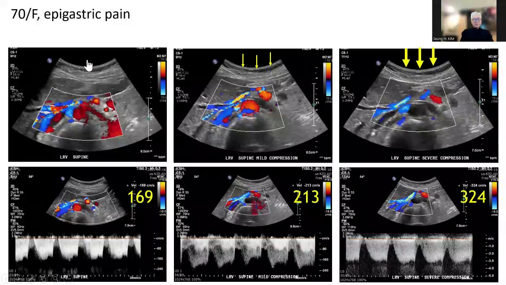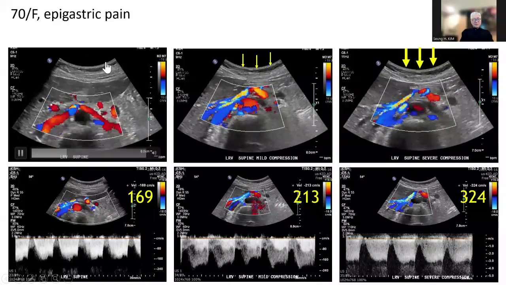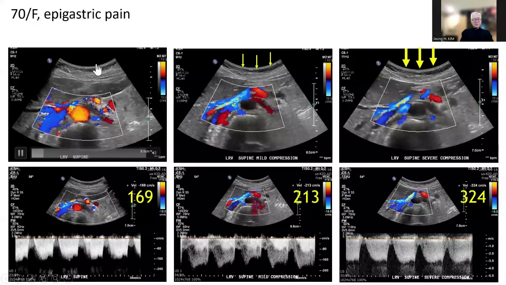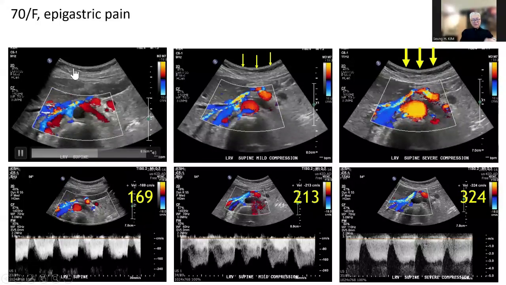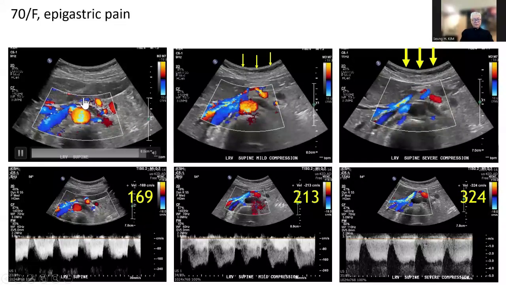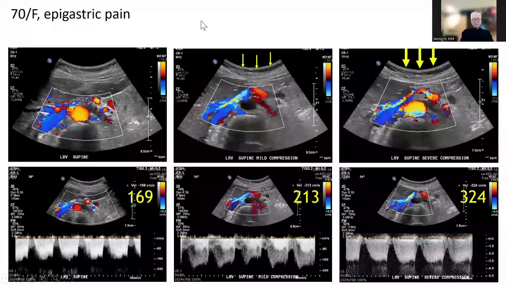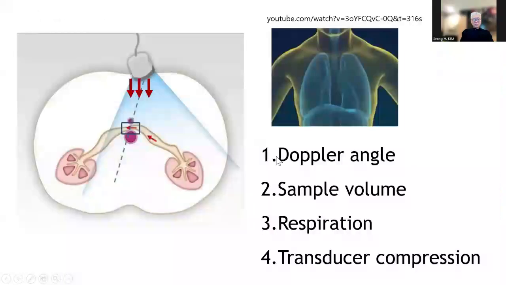So the recommendation is do not apply compression, and touch the abdominal wall lightly without any compression. That is the solution for the last issue, transducer compression.